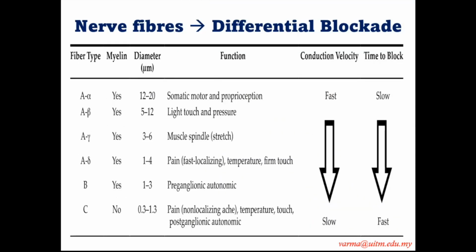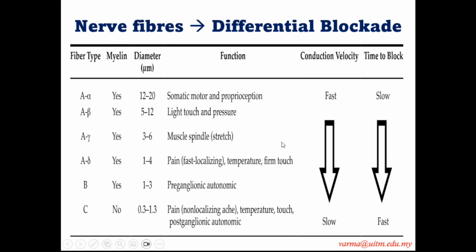Next, we come into the differential blockade. This is what I mentioned about the nerve diameter and velocity. When a nerve is bigger, its conduction velocity is faster. You can see bigger diameter, faster velocity. Smaller diameter, slower velocity. So the blockade of the nerve when we give LA is also based on this. The nerve that has a larger diameter or higher conduction velocity will be the slowest to be blocked by the local anesthetic.